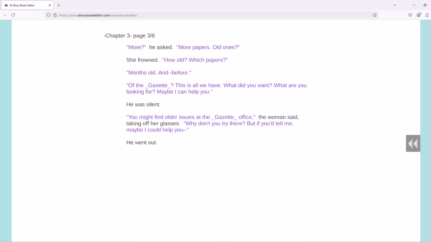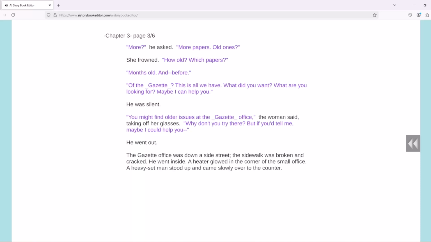He went out. The Gazette office was down a side street. The sidewalk was broken and cracked. He went inside. A heater glowed in the corner of the small office. A heavy-set man stood up and came slowly over to the counter. "What did you want, mister?" he said. "Old papers. A month. Or more." "To buy? You want to buy them?" "Yes." He held out some of the money he had. The man stared. "Sure," he said.